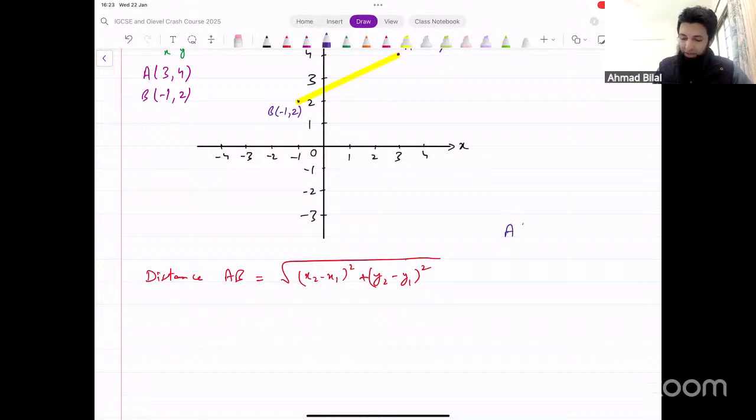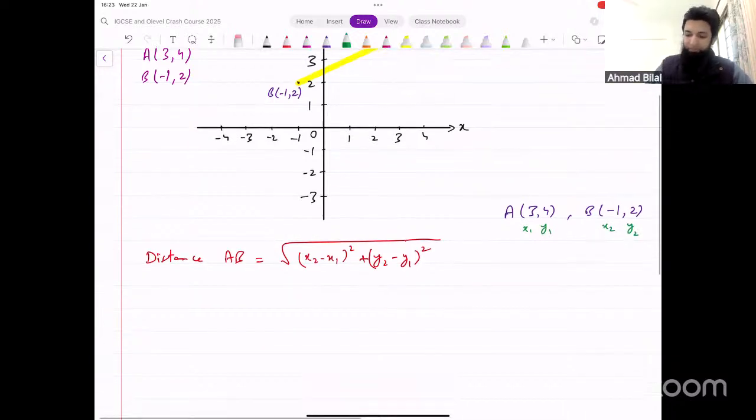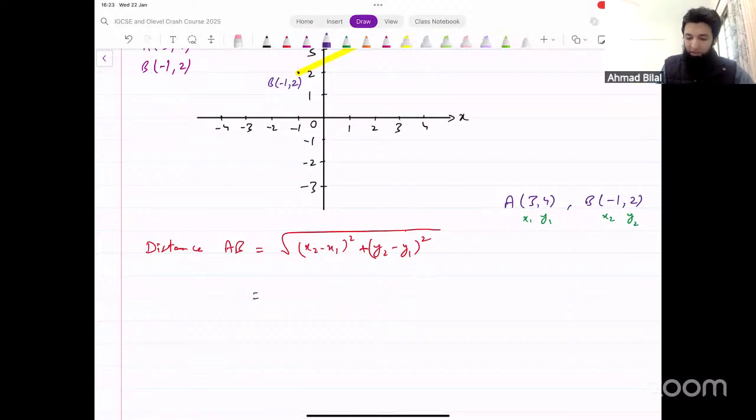You have 2 points, A, which is 3, 4, and you have B, which is -1 and 2. You call any one of these sets of points x1, y1, and then you call the other one x2, y2. So for instance, in this case, you can call this x1, y1, and the other one you can call x2, y2. Okay. Now, just input values in this formula, x2 minus x1. What do you get from that? -1 minus 3, right? -1 minus 3 whole squared plus y2, which is 2, minus y1, which is 4, and you have 2 minus 4 whole squared.